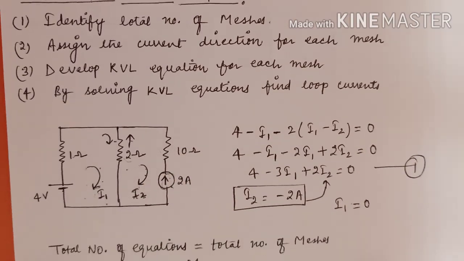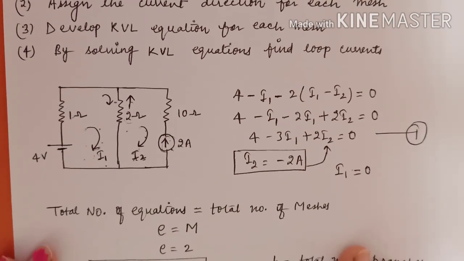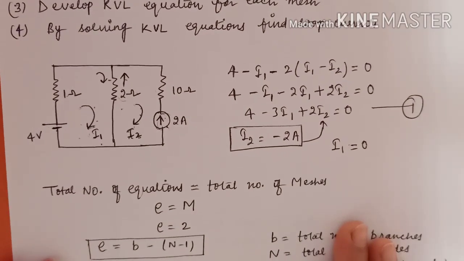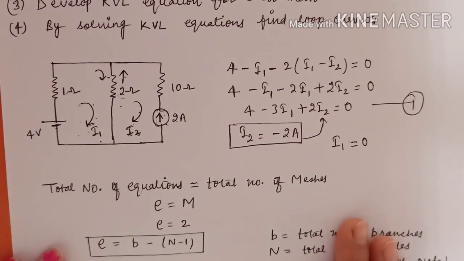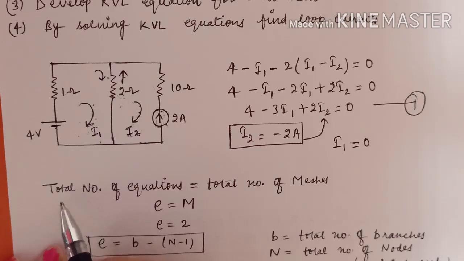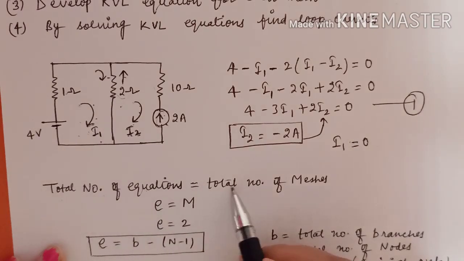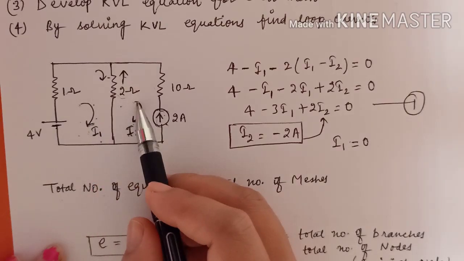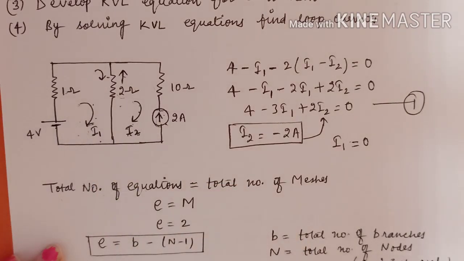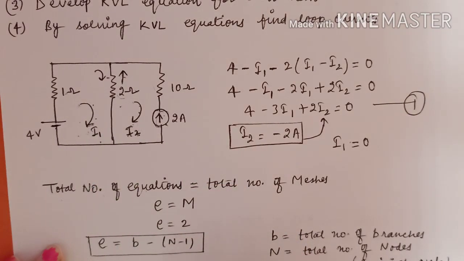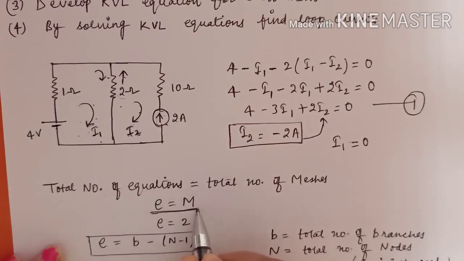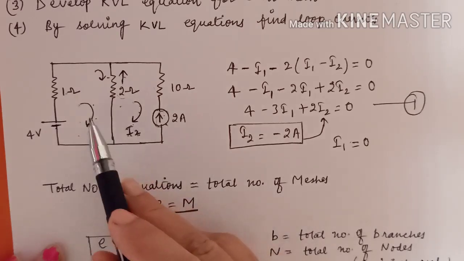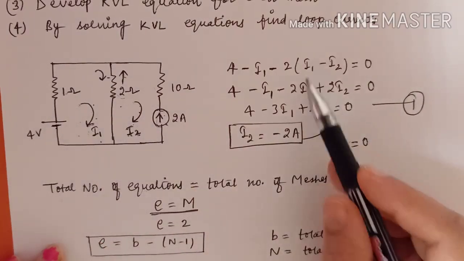Clear? So now how many equations will be present for writing the mesh equations in mesh analysis? The total number of equations will be the total number of meshes. Whatever number of meshes or loops will be there, individual loops, those many equations you need to write, and those many equations you need to solve. Means equations equal to total number of meshes. So here 2 meshes were there, so 2 equations. Clear?